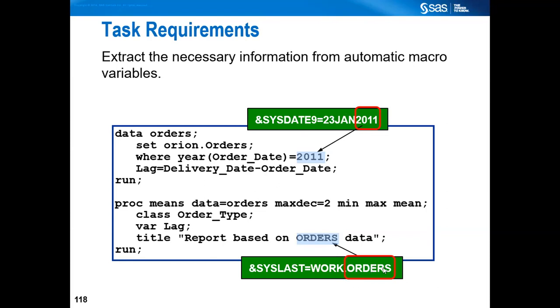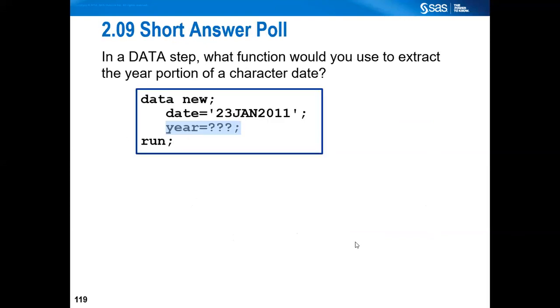How about this? It's work dot orders. The second one: scan. Scan, absolutely correct. Why? Because the words or the strings are separated with a delimiter. Correct? Fine, absolutely correct.